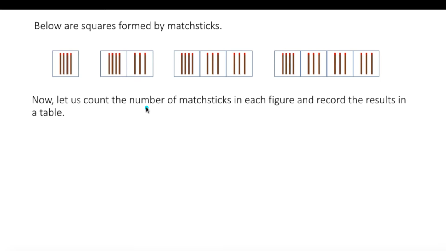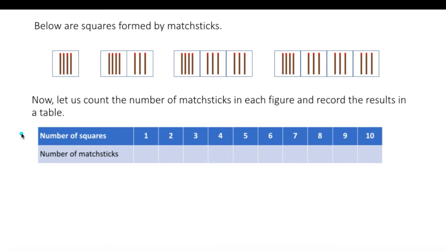The top row in the table represents the number of squares. 1 for one square, 2 for the two squares that you see here on the figure, 3 and 4 squares respectively. Now, how many matchsticks are there in one square? Correct, there are 4. How about the two squares? Yes, there are 7 matchsticks. How about the next one? Very good, 10. And the 4 squares are 13 matchsticks.